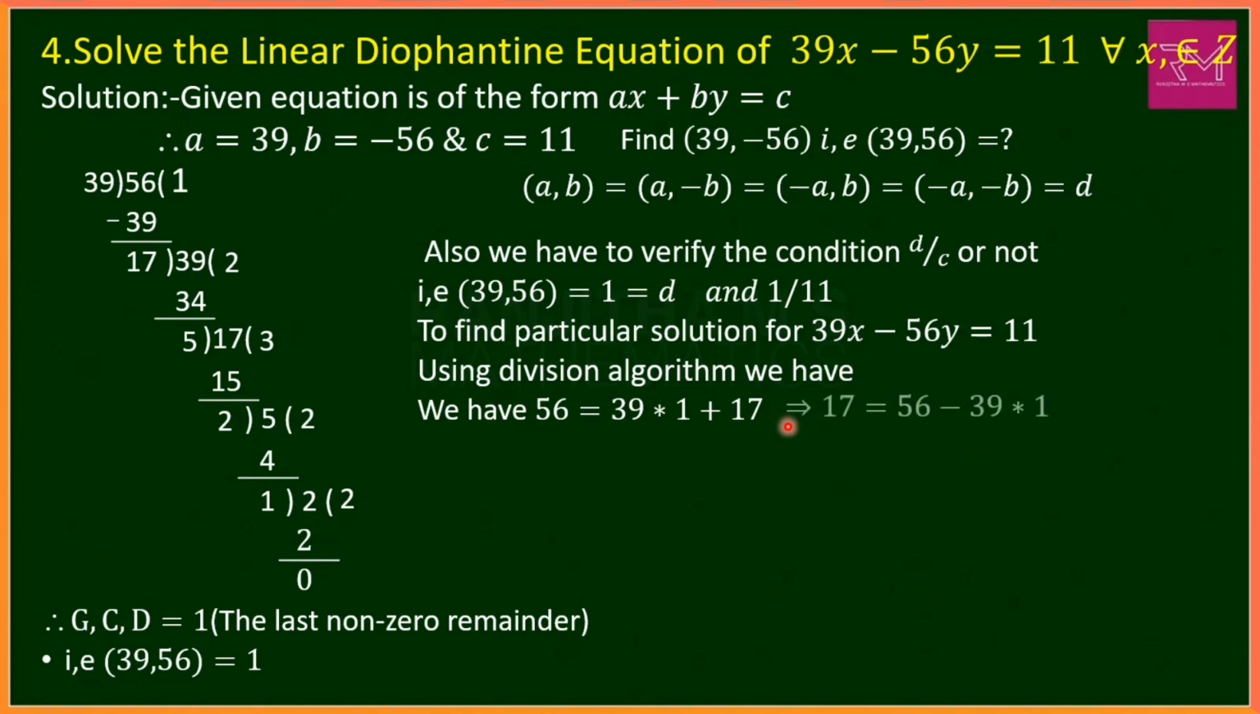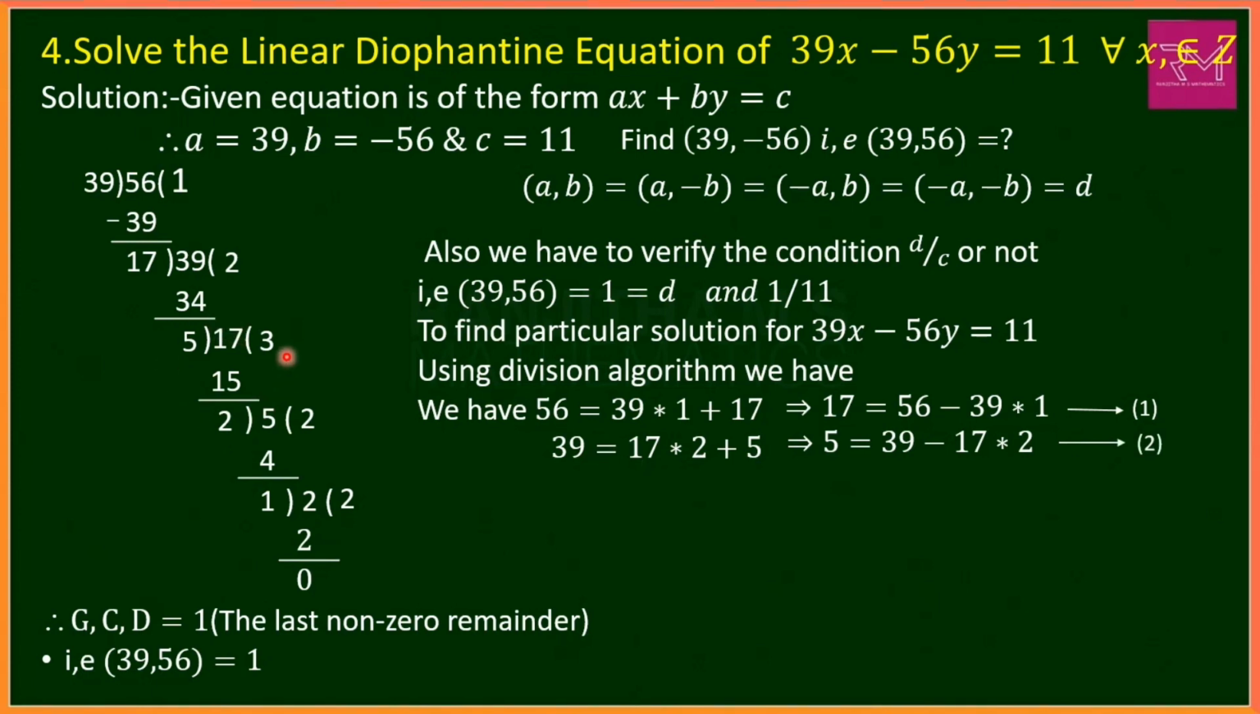Or we can take this as 17, which is equal to, take this value to the left hand side, we get 56 minus 39 into 1. Call this equation number 1. Similarly, apply the division algorithm method for this value. We get 39, which is equal to 17 into 2 plus 5. Or we can take 5, which is equal to, take this value to the left hand side, we get 39 minus 17 into 2. And call this equation number 2.